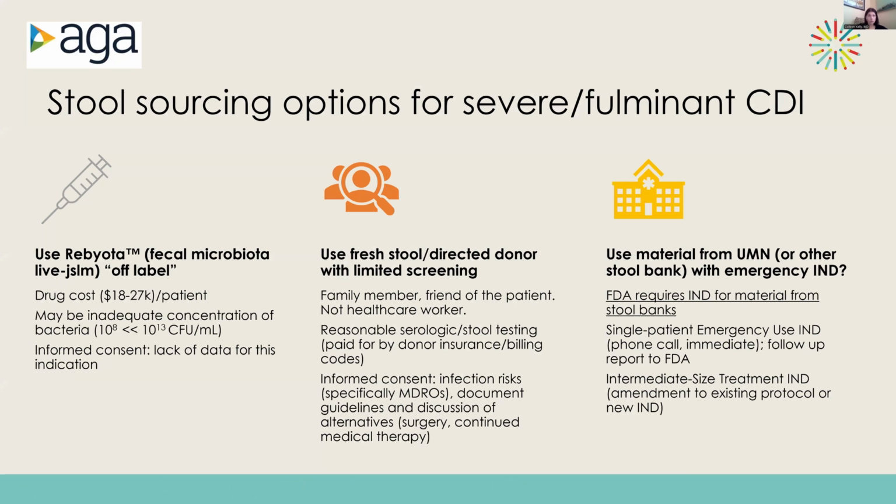Next slide. So, stool source options. Okay, so Rebiota: it is stool and it is in a form that could be delivered through the scope. There are a couple of concerns. Number one, it's not FDA approved for this indication, so it would be an off-label use. That would be something you would have to explain in your informed consent. It can be quite expensive at $9,000 a dose, and you're talking 2 to 3 doses in these hospitalized patients. You might get pushback or just maybe not be able to use it. It could be up to $27,000 to do a course of FMT.